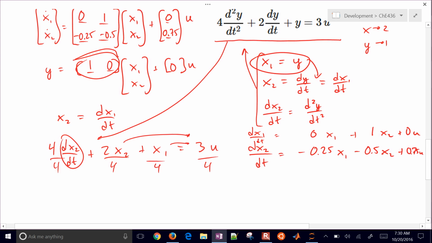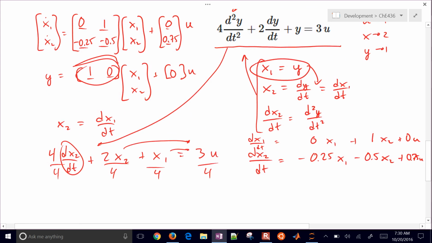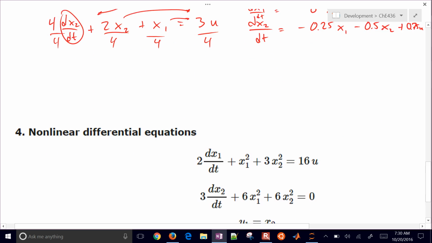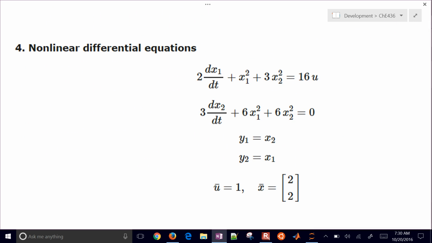Okay, let's go down to the next one. Okay, let's go down to this one right here. These are nonlinear differential equations, and so the first thing that we need to do is put it into a state space. When you talk about state space, you put it into a nonlinear form as well. The nonlinear state space form would just be something like this.